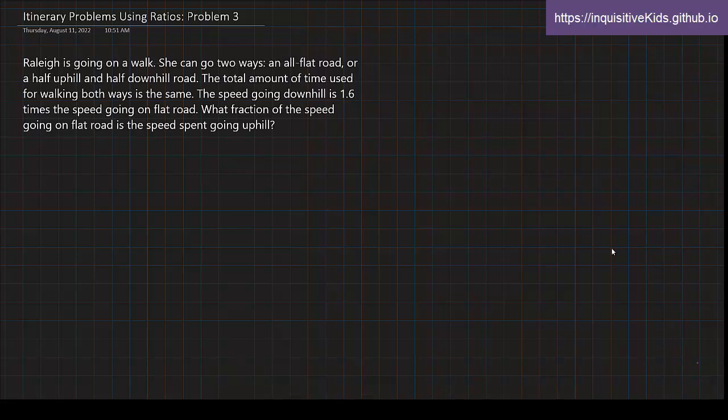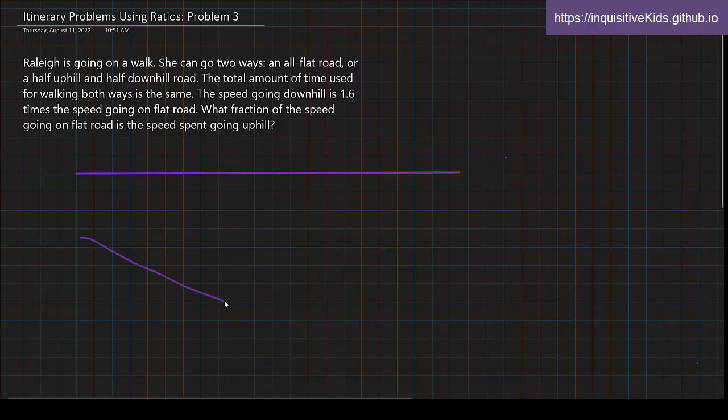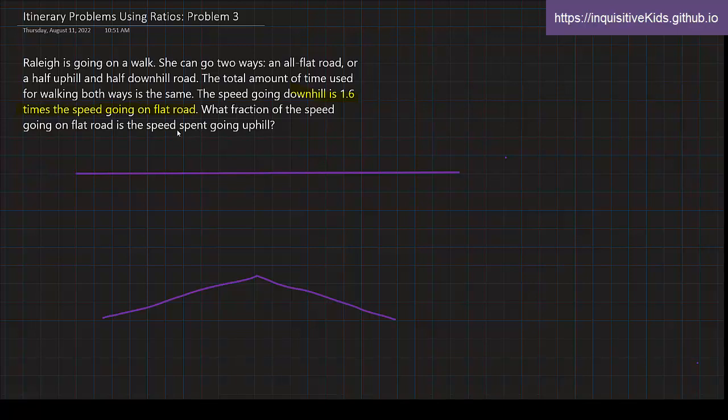Problem 3. Raleigh is going on a walk. She can go two ways. She has two choices. She can go on an all-flat road, or she can have a road that's half uphill, half downhill. The total amount of time she used walking both ways is the same. The speed going downhill is 1.6 times the speed going on flat road. So what fraction of the speed going on flat road is the speed spent going uphill?